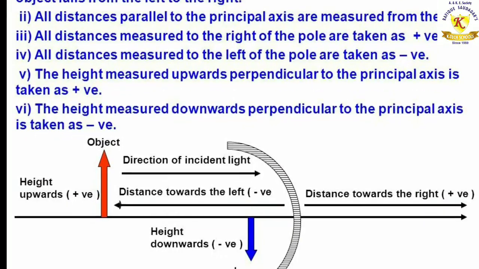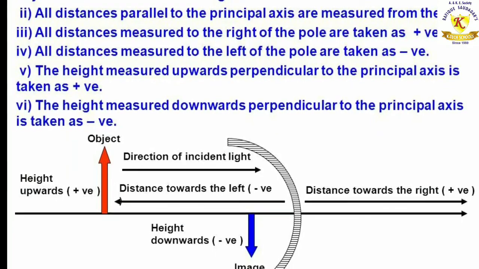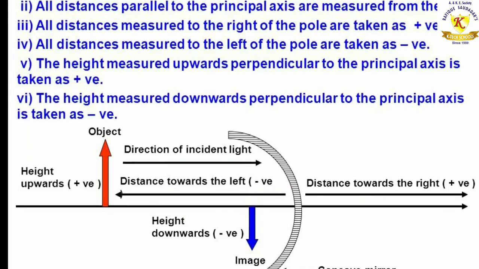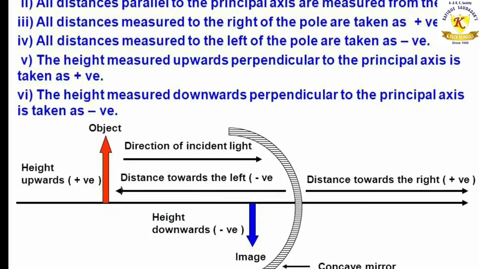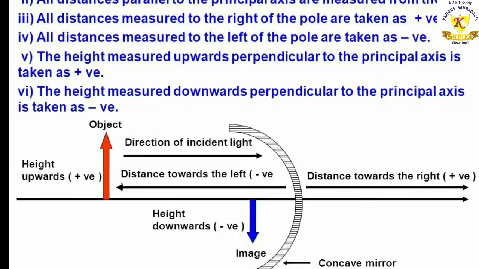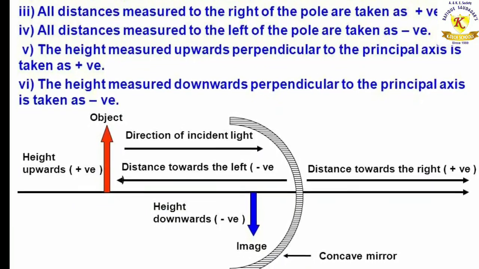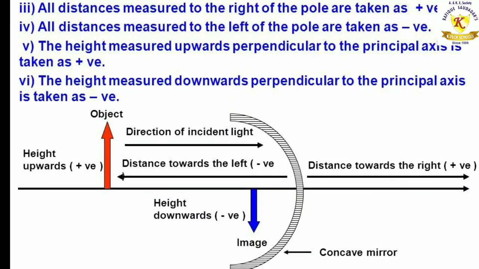The height measured upward perpendicular to the principal axis is taken as positive. The height measured downwards perpendicular to the principal axis is taken as negative. Understood, children?